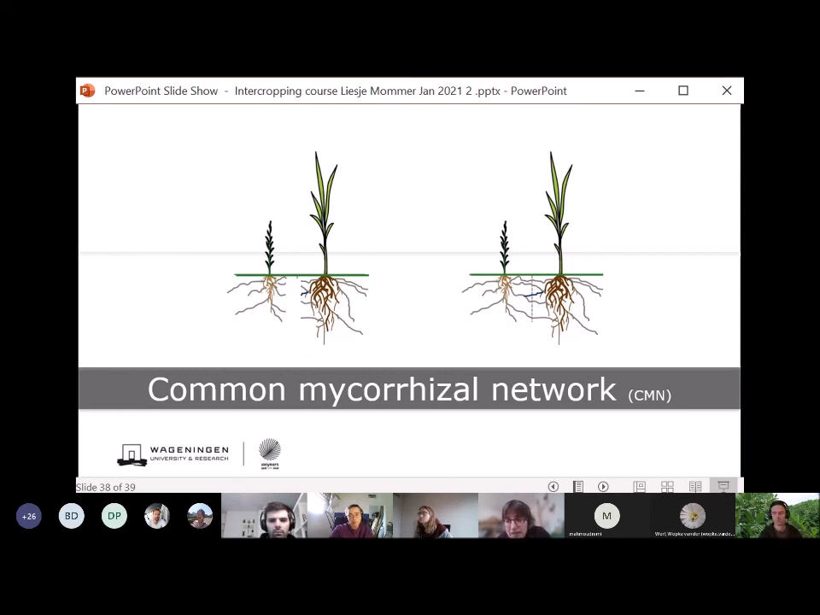So it can very well be that the big plant supports the smaller plant with nutrients via these mycorrhizal networks. And that is another part that I think we can further explore also in intercropping systems, because if we could get the mycorrhizal fungi to work for us rather than against us, because we break the connections every time we plow the fields, that would be an interesting option, I think.